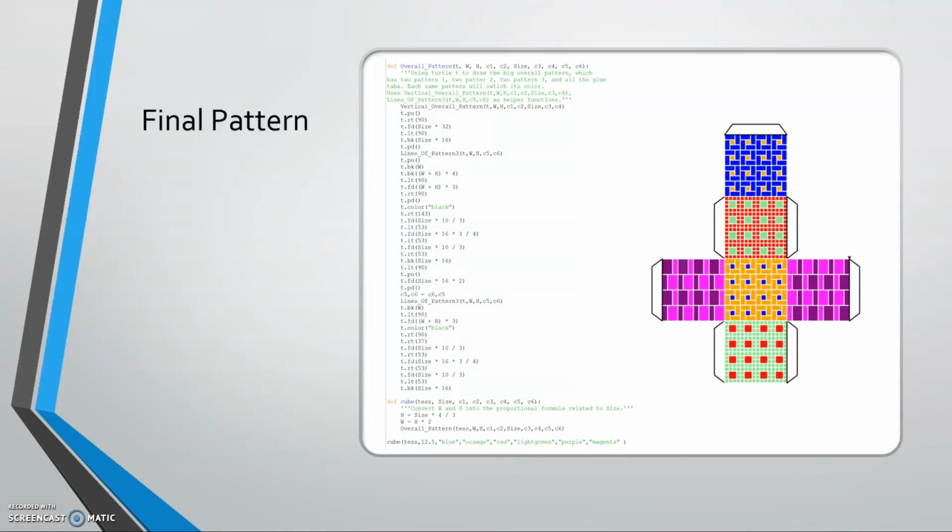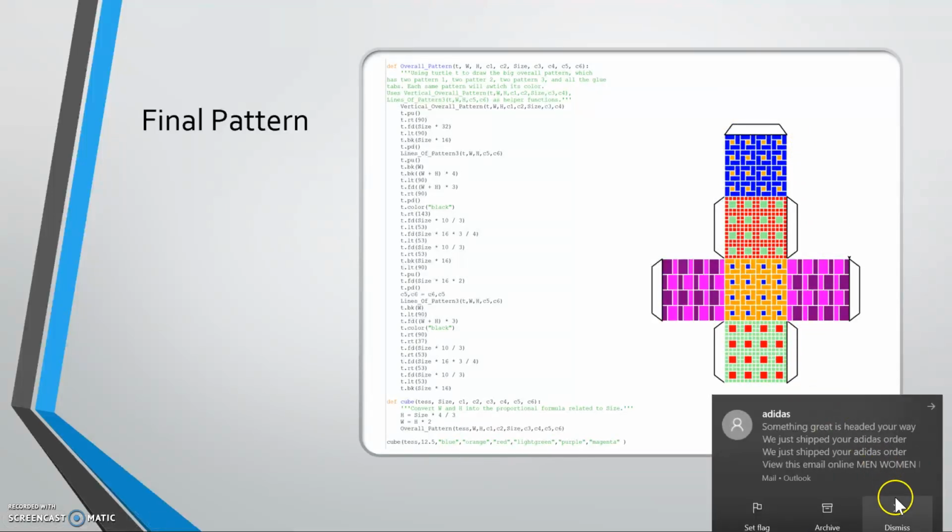So next is about the final pattern. I named it the overall pattern function, in which it will use Turtle T to draw the big overall pattern, which has two pattern 1, two pattern 2, and two pattern 3, and all the glue tabs. Each of the same pattern will switch the color automatically. I let the turtle draw the vertical overall pattern first.